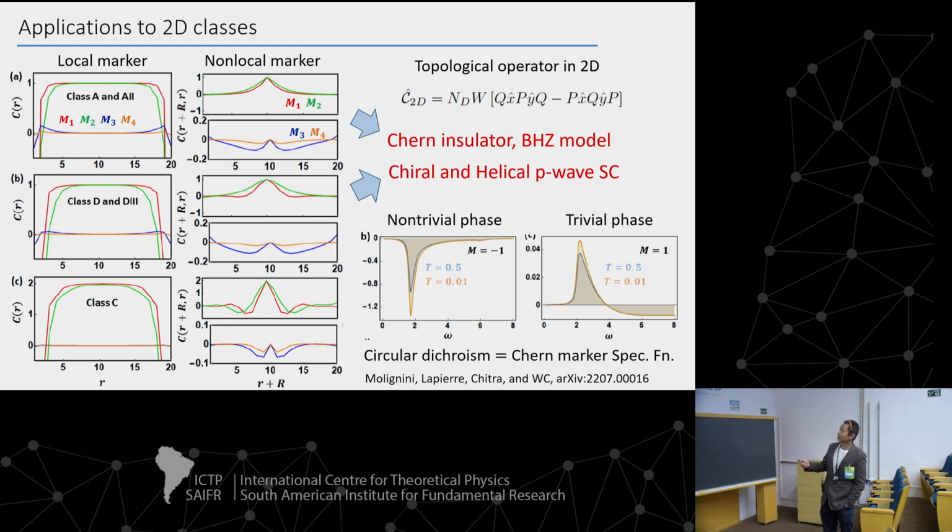For instance, if you are in a non-trivial phase, then this area here should be quantized. But if you're in a trivial phase, then you're going to have some frequencies that have a positive circular dichroism and some with negative circular dichroism, and they're going to cancel each other out to give you a total Chern number of 0. In other words, this thing integrated over frequency should give you the Chern number.